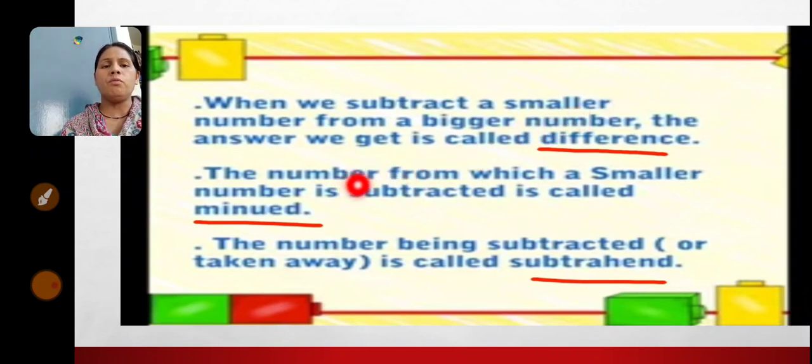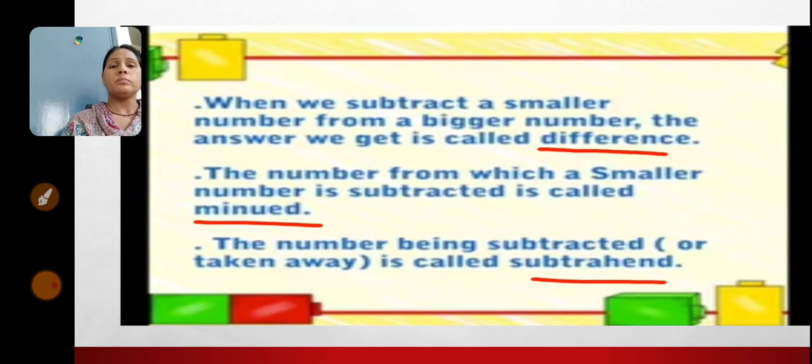The number from which a smaller number is subtracted is called minuend. So children, what is minuend? The number from which we subtract is called minuend, and the number which is being subtracted is called subtrahend.